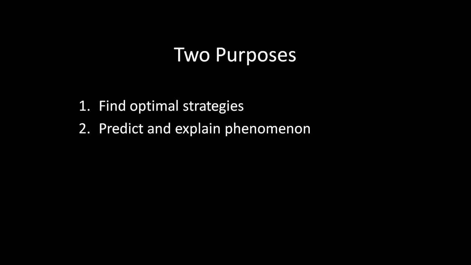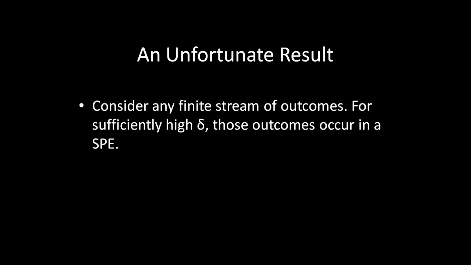So here's an unfortunate result I'm going to give you if you're interested in conducting social science. Consider any finite stream of outcomes. For a sufficiently high delta in a repeated games context, those outcomes occur in a subgame perfect equilibrium. So think about any sort of repeated game. We're going to play it today, we're going to play it tomorrow, we're going to play it the next day, all throughout time. Think about any set of outcomes that occur sequentially in that game. I can show you that there's an equilibrium out there that allows the players to play strategies that lead to those outcomes that you told me.